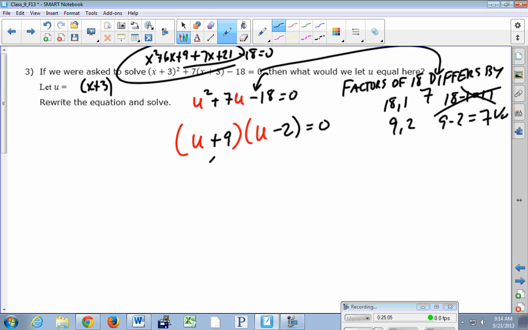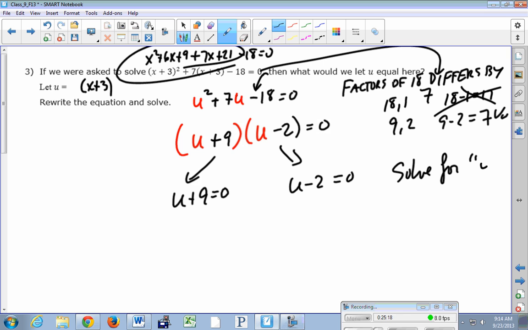And now I set each factor equal to 0, u plus 9 equals 0, and u minus 2 equals 0. And I solve for u first. See, everything is about u. Okay, u equals negative 9, and u equals 2. But am I done? Nope. Now I have to substitute for u back to x. I add 2 to both sides here, Orlando, and subtract 9.